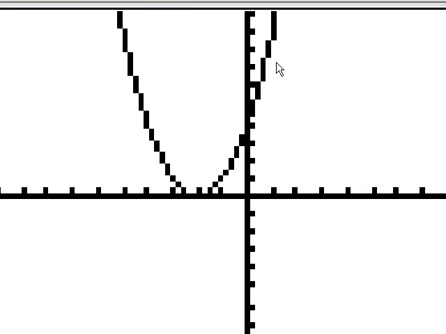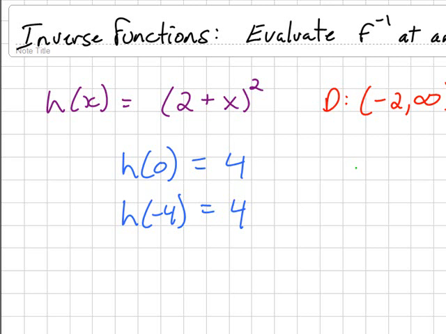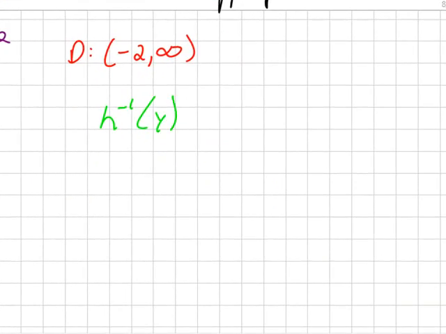That looks like this. Now I can go about, after restricting the domain, finding the inverse of h, like I've done previously in my book. And now that I restricted the domain, my domain now becomes my old range, and my range becomes my new domain.